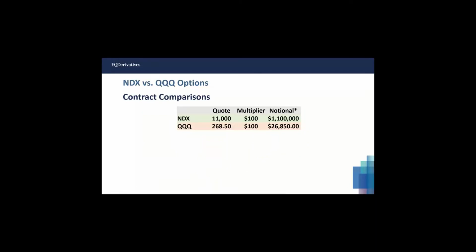So the contract size: I just rounded NDX to around 11,000, where it was this time last week. The notional would be $1.1 million. The QQQ is at about 268.50, so the notional is $26,850 for that one. I actually did get a question from Stephanie asking about the size of the contracts, and she's asking about the micros.